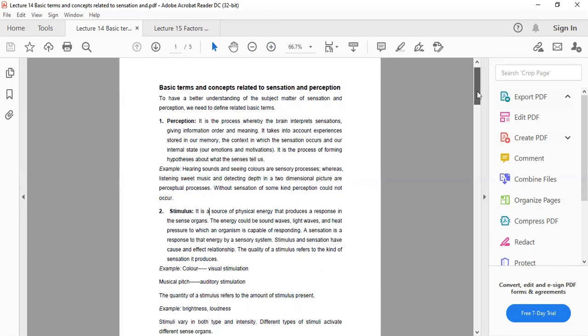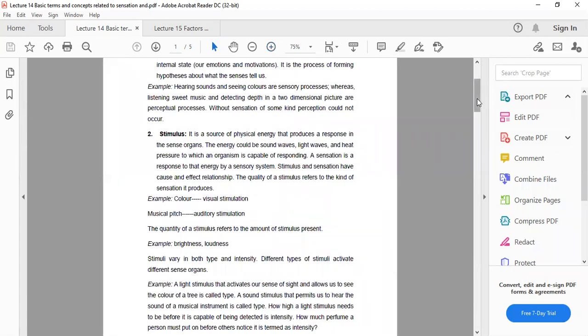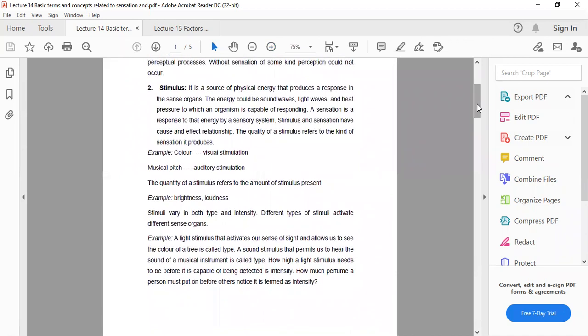And then looking at stimulus, a stimulus is a source of physical energy that produces a response in the sense organs. So the energy could be sound waves, light waves, heat, pressure, to which an organism is capable of responding. A sensation is a response to that energy by a sensory system, and stimulus and sensation, of course, have a cause and effect relationship. So stimulus is merely that physical energy that produces a response within a sense organ, such as color, it's visual stimulation, then comes the eye, musical pitch, auditory stimulation, and then comes the ear.